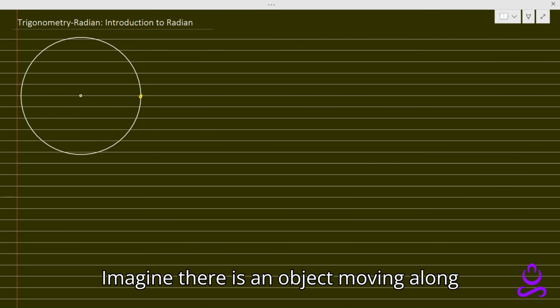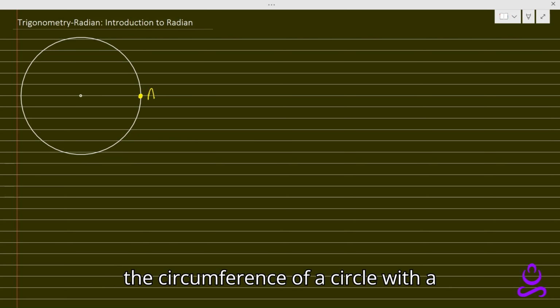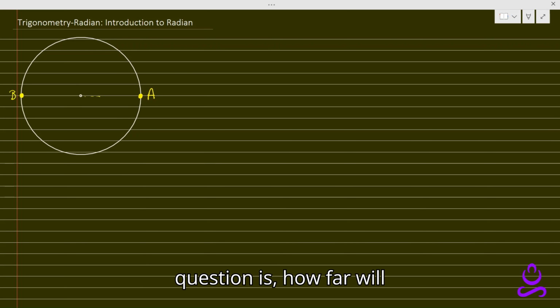Imagine there is an object moving along the circumference of a circle with a radius of 100 meters. The question is, how far will the object move if it travels 180 degrees from point A to B?